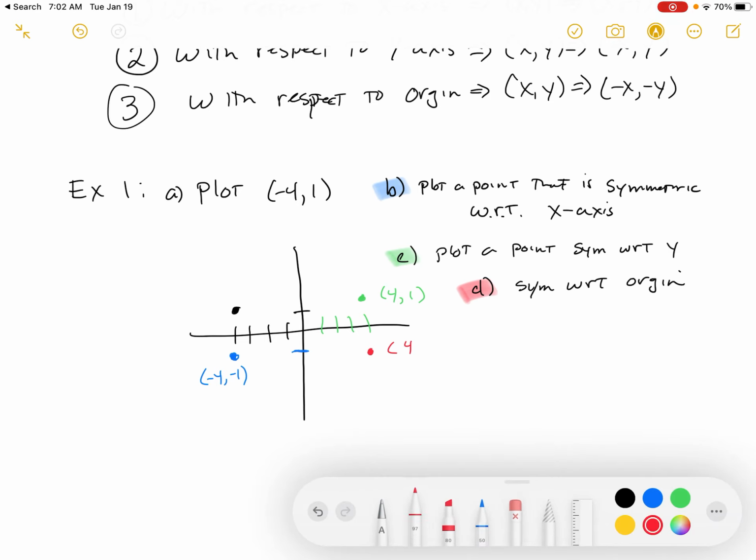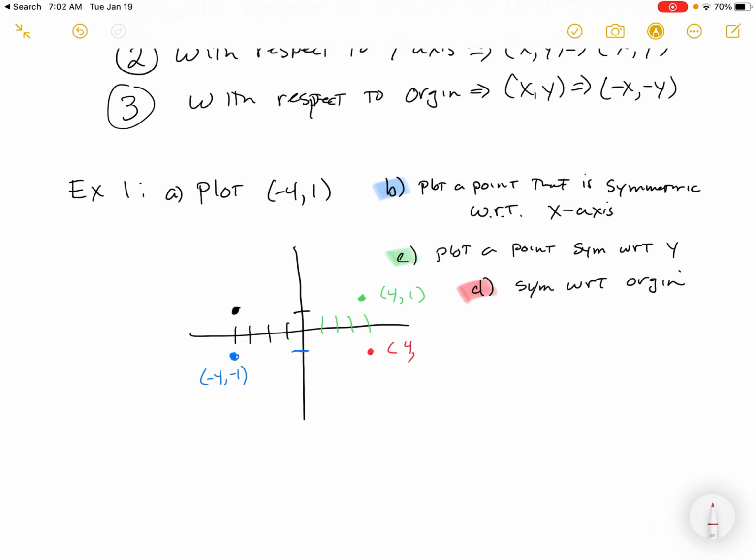4, -1. That is changing both signs. So if we go up here and look at what happened, for the blue, which is the first one we did, we took our y and made it negative, but kept the same original x. From the original point for letter B, we took our x and made it the opposite sign, or in this case positive. And then for C, we took both x and y from the original point and made them the opposite sign and got the 4, -1.